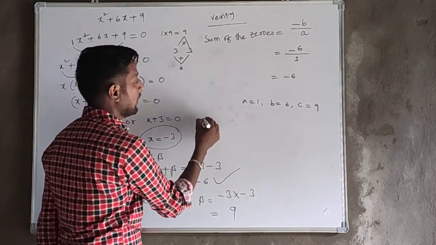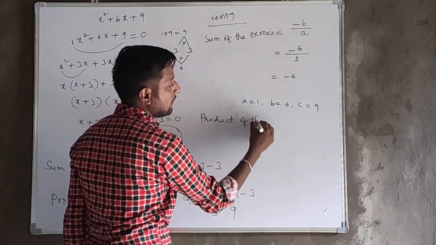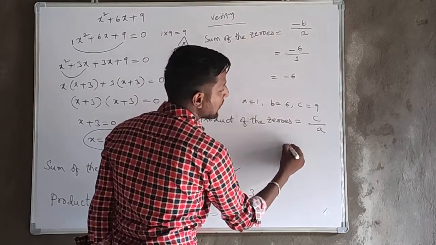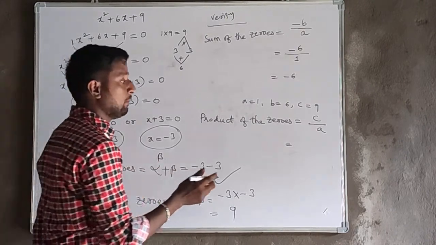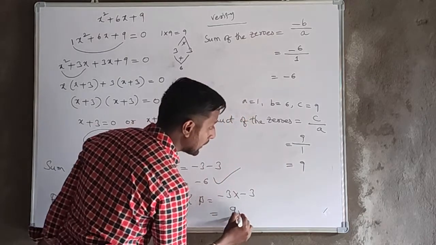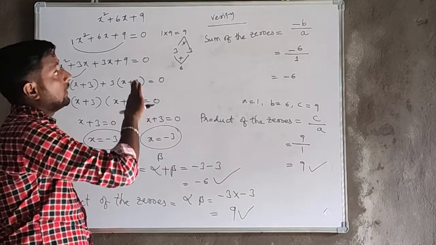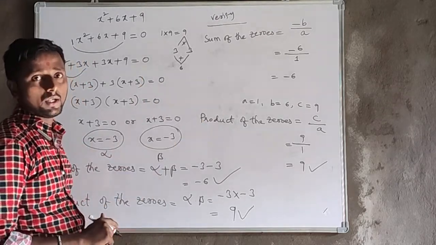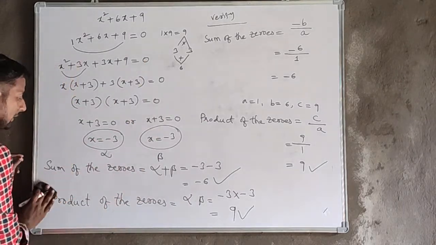Next, product of the zeros. It's nothing but c by a. So as we know, the value of c is 9 and the a value is 1. So simply we'll write 9 by 1. That's nothing but 9. We got 9. So overall, in this problem, the sum and product of the zeros are verified with the coefficients of the polynomial. Am I right? Okay, here we are factorizing, but there are some different kinds.